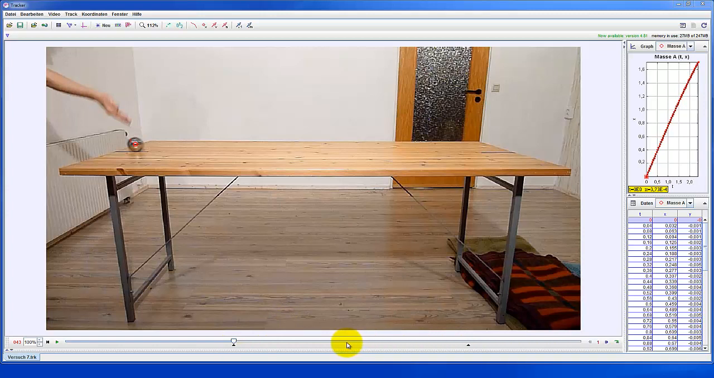Then, one has to make sure that the lengths in Tracker are correct by specifying the length of the table with a calibration stick and some markers on the table that are at the start and the end position of the movement of the ball. Finally, the origin of the coordinate system is set to the center of the ball of the first regarded frame with positive x to the right and positive y upwards. Now, by specifying the center of the ball in each frame, the exact data of the movement can be obtained.